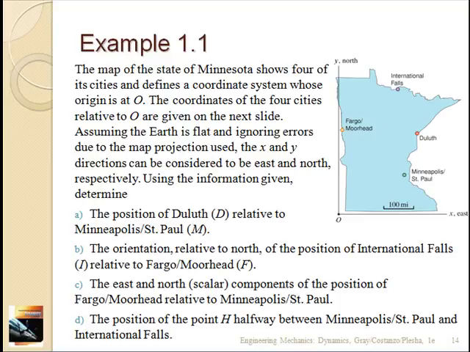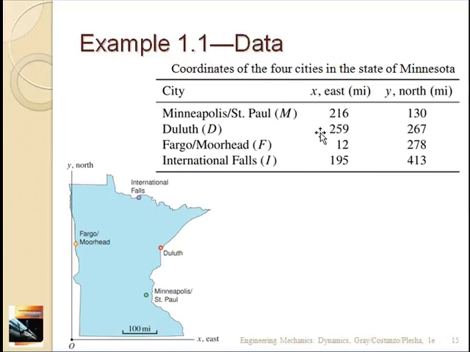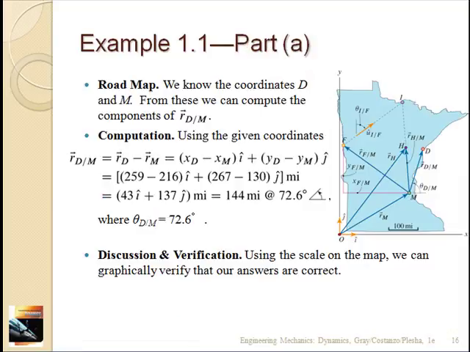that position. Okay, here, just so you know, are the cities, the locations of those 4 cities in east and north components relative to this origin down here in the corner. Okay, so based on this information, we can answer those 4 questions. So the first one is what are the coordinates of D relative to M, right?